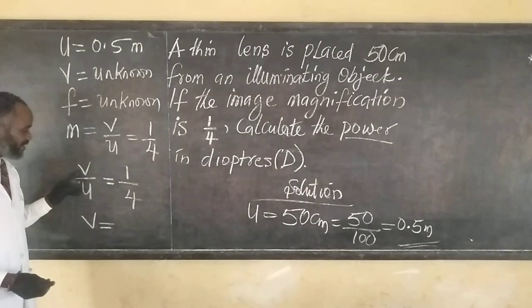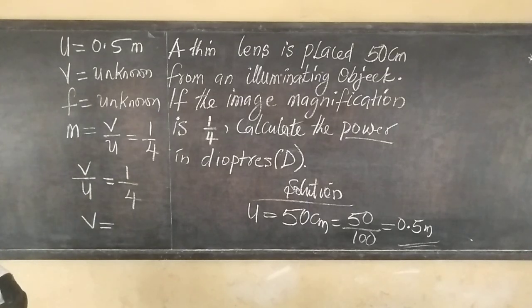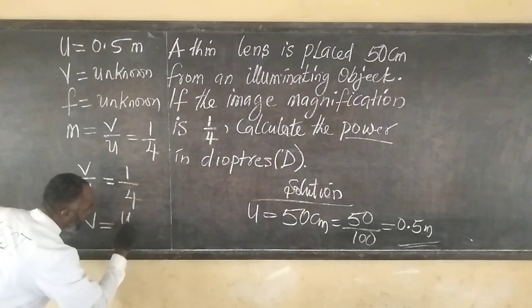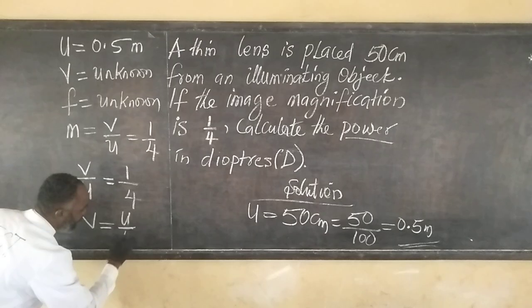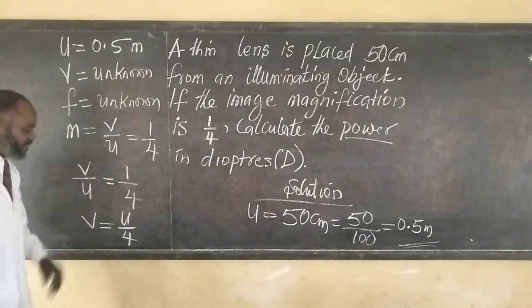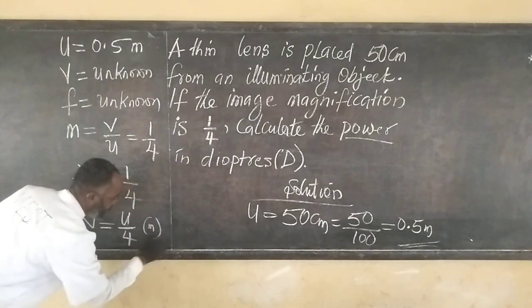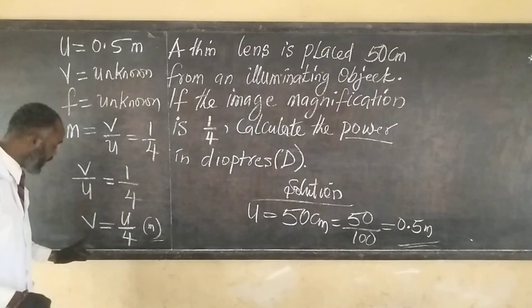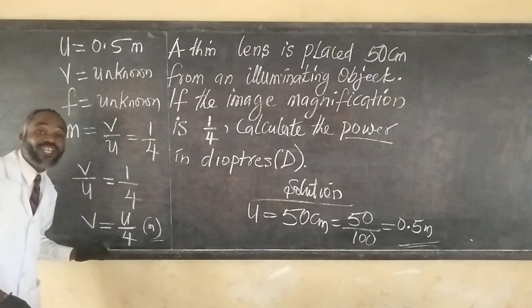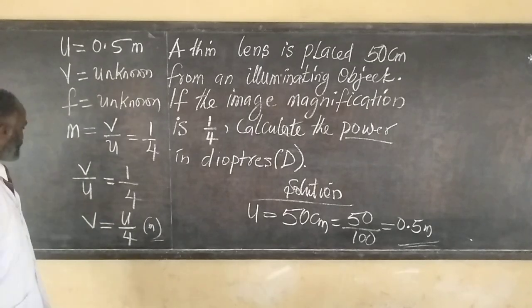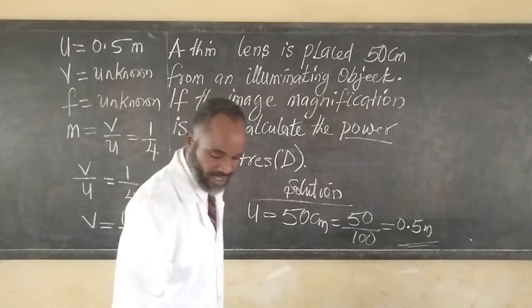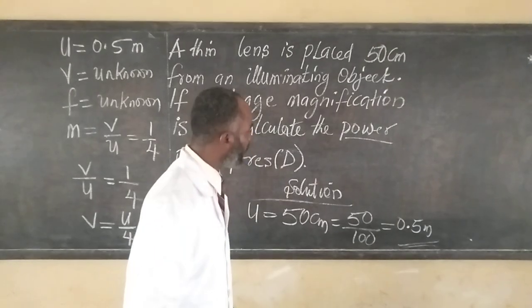Remember, when we make v the subject, this moves to this point. We then have u over 4. So v is u/4, in meters since we have converted to meters. Wherever we see v, we substitute with u/4. That's all. Interesting. Okay, let's take it from there and push a bit forward.